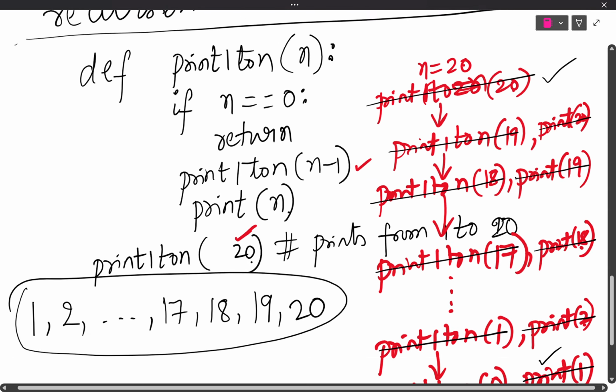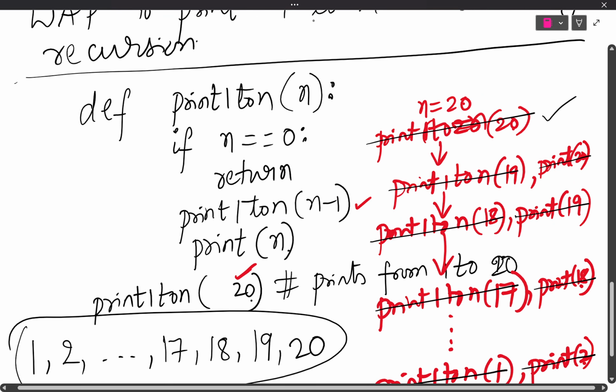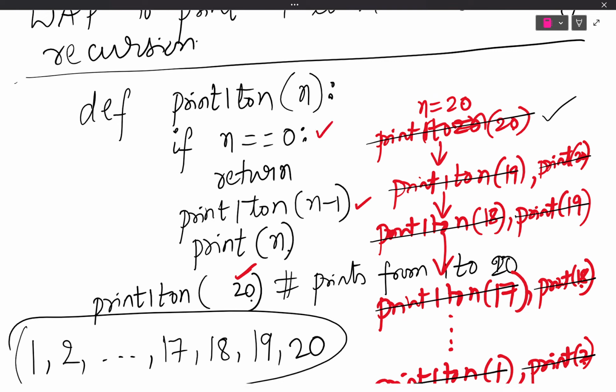What is the code? If n equal to 0, this is the base condition. Then return, an empty return. It will not return any value, it just comes out of the recursion. Otherwise, print1ToN(n minus 1). For the first time it calls with 19, followed by print 20. So people will get confused that 20 may be printed immediately. No, that will not happen. Until this recursive call is completely resolved, it will not go to printing 20.